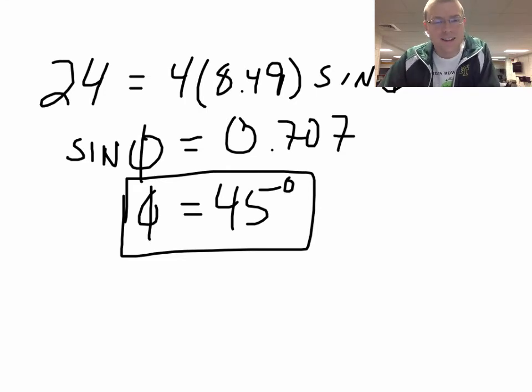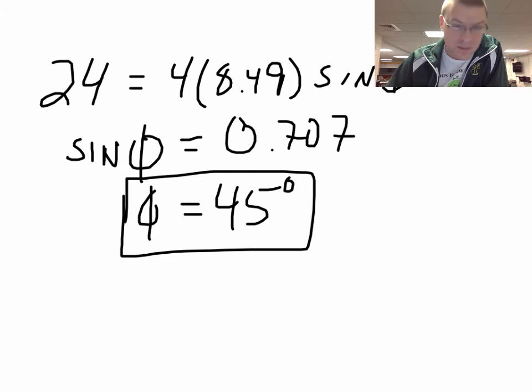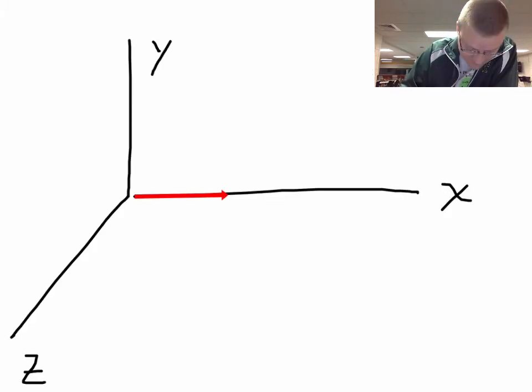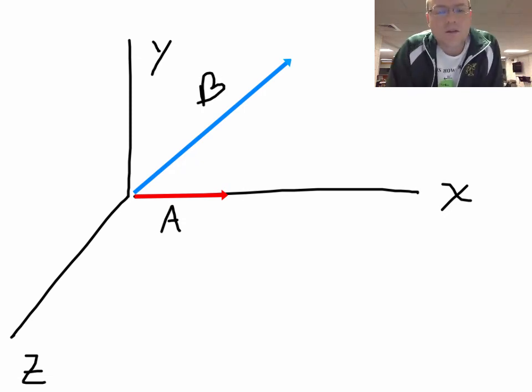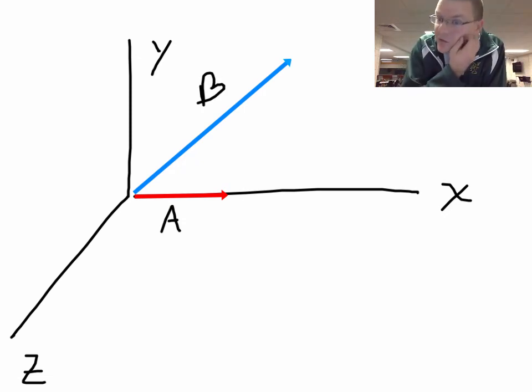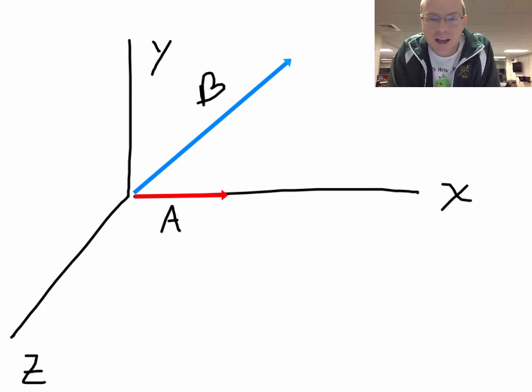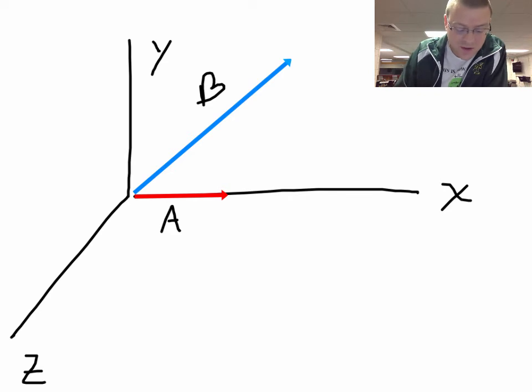Let's visualize that. Let's see what this actually looks like so that it makes sense that they are 45 degrees apart. So here's vector A, here's vector B. Vector A was just 4 in the x direction, and vector B was 6 in the x direction and 6 in the y direction. So if you look at those two vectors, they are 100% 45 degrees apart.